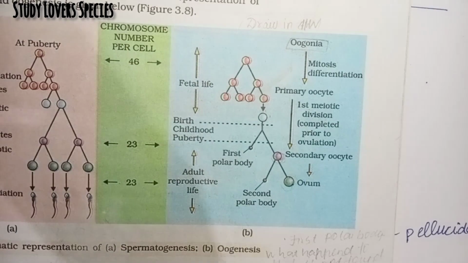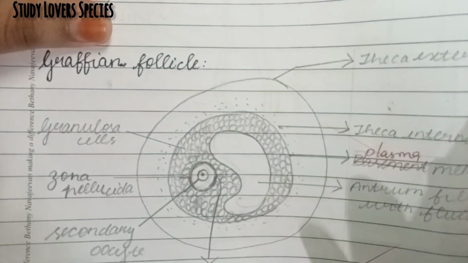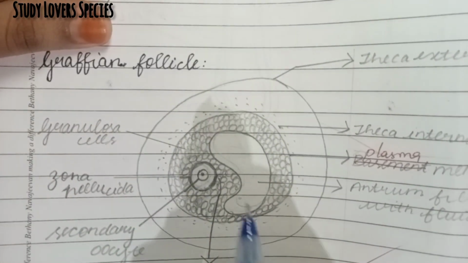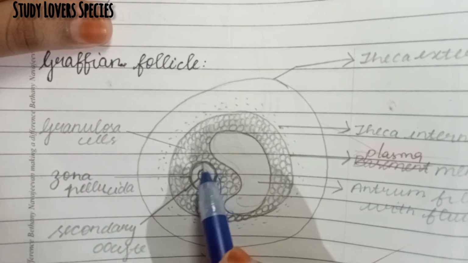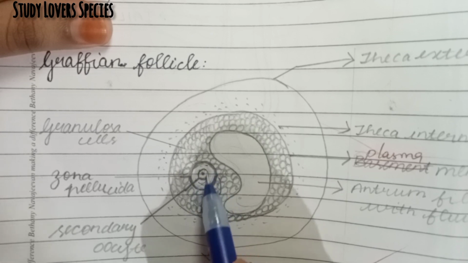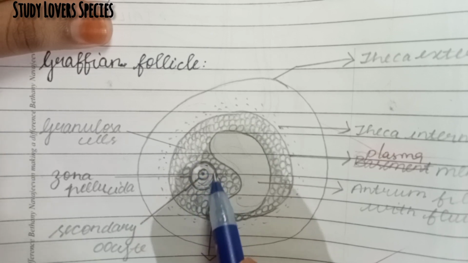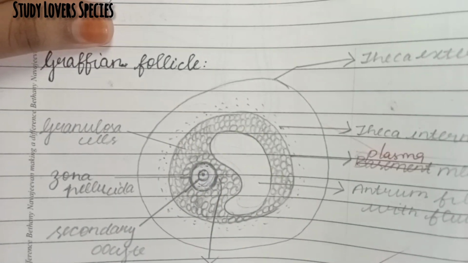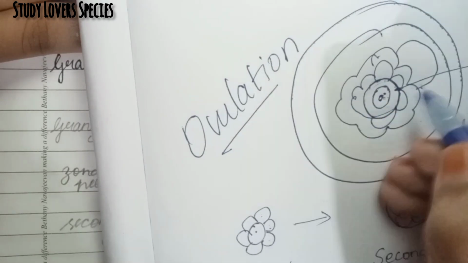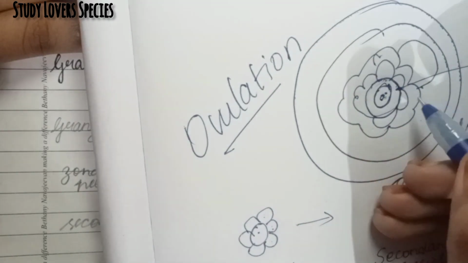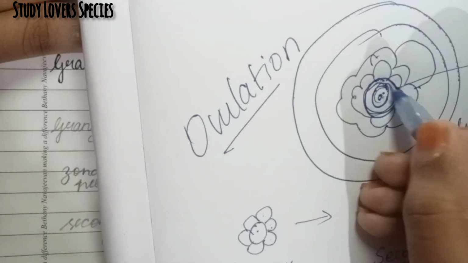Now let me explain the structure of the Graafian follicle with a superb diagram. This is the structure of the Graafian follicle. As I have explained, when you see this diagram, you can understand so much more easily. So guys, this is the secondary oocyte, and this is the zona pellucida. A layer of zona pellucida will get formed. Yes, this is the secondary oocyte, and this is the zona pellucida.